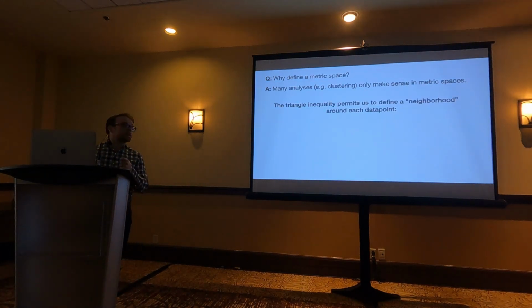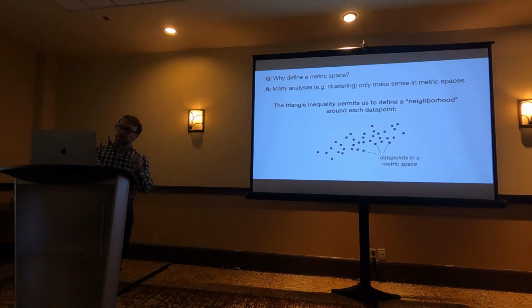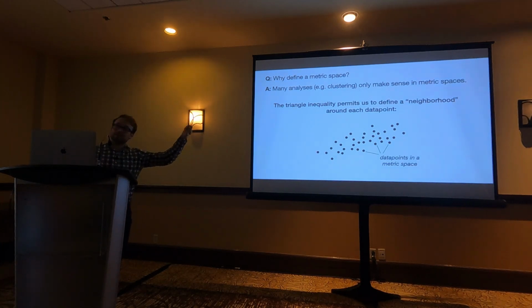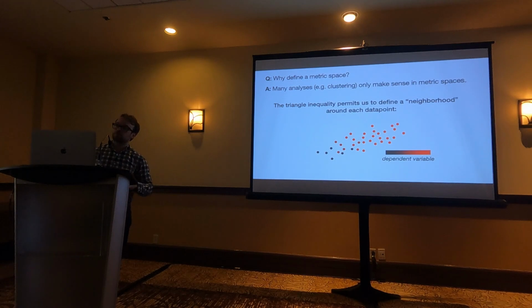And another important thing that the triangle inequality lets you do is it lets you define a neighborhood around each data point. So let's say each point in this space represents a different network, similar to what I was showing you before. Maybe I can color each point by the performance of that animal on a task. And then if I observe a new animal, I can measure how similar that animal's manifold is to the other animals, and do some sort of prediction based on its neighborhood in this space.